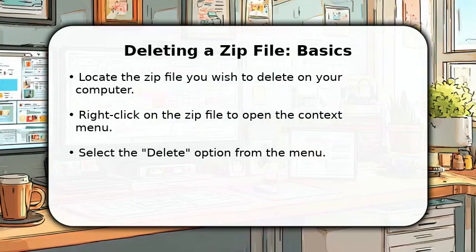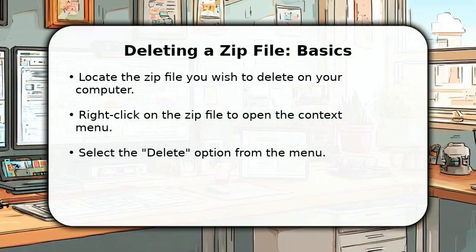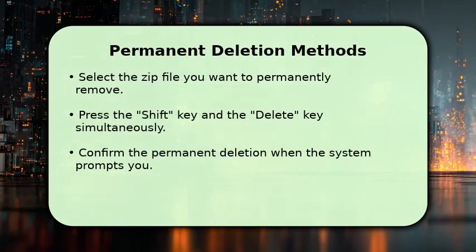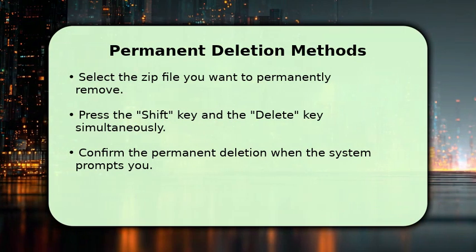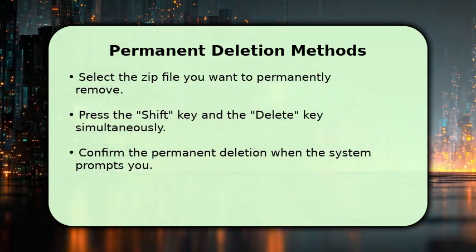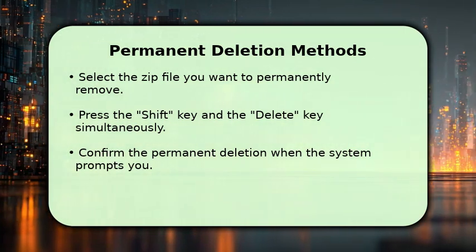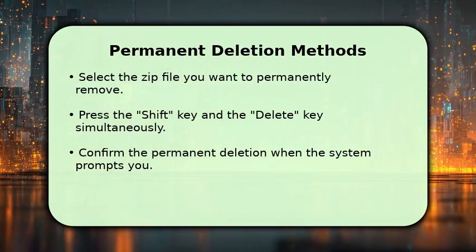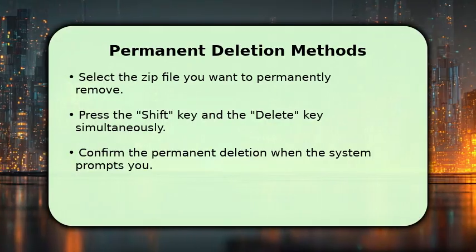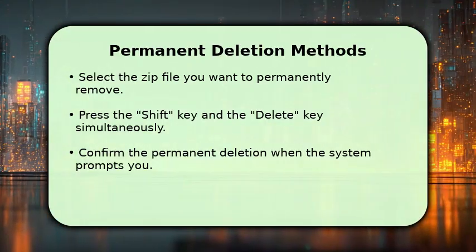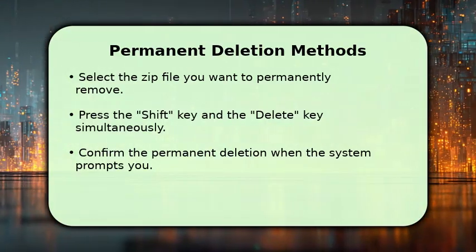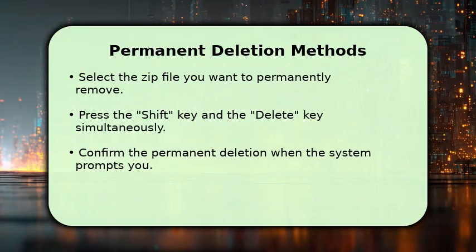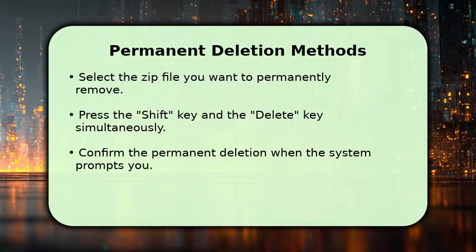This action typically moves the file to your recycle bin or trash, allowing for recovery if needed. If you need to permanently delete a zip file, bypassing the recycle bin or trash, there's a quick method. First, select the zip file. Then, hold down the Shift key on your keyboard and simultaneously press the Delete key. Your system will likely prompt you with a warning, asking if you are sure you want to permanently delete the item. Confirm this action to complete the process.